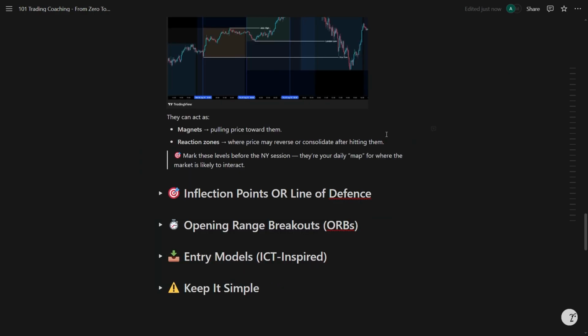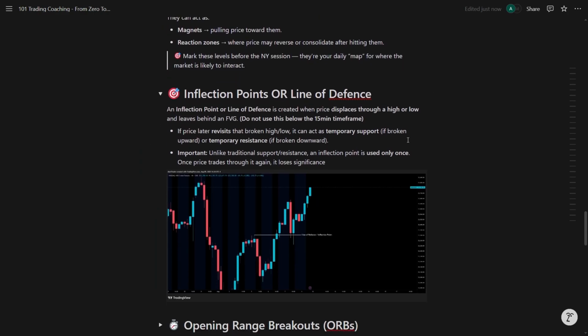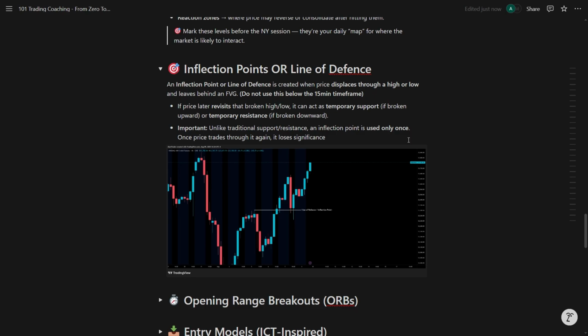Now, for the second concept, we have inflection point or line of defense, depending on what you want to call them. It's a key level where price displaces through a high or low and leaves behind a fair value gap. And the key here, I said do not use this below the 15-minute time frame because I haven't really used them below the 15-minute time frame. This is mainly for the higher time frame.